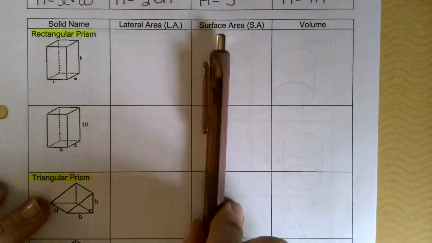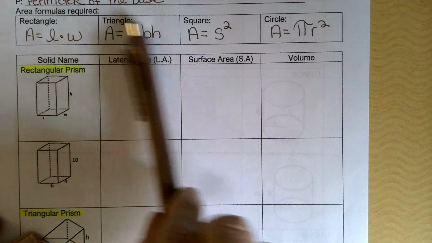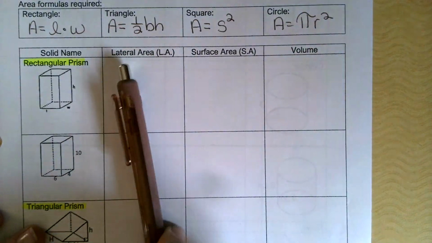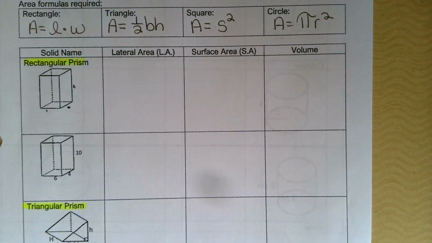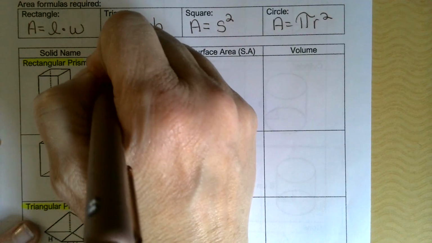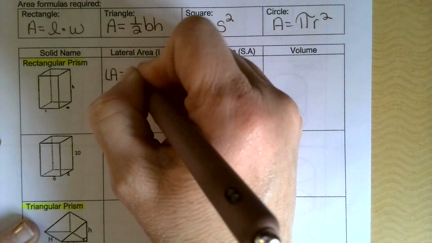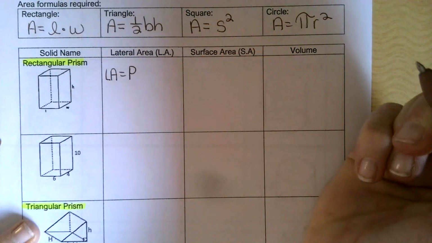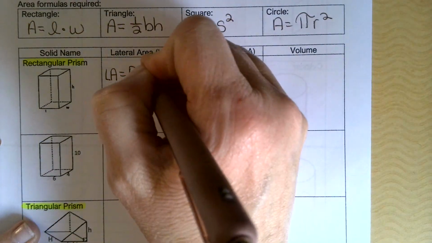And these, finding the area, as long as you know the formulas for the basic area, sometimes you can just get these without knowing the actual formula that I'm giving you. Okay, so for the rectangular prism, to find the lateral area, it is going to be the perimeter of the base times the height.